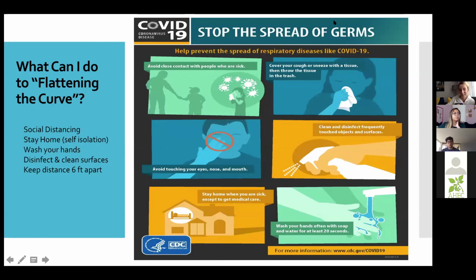We have another. Oh, Erin, thank you. So my question: are you flattening the curve? Yes, good job. Here we can see: avoid close contact with people who are sick, and cover your cough or sneeze with a tissue. Avoid touching your eyes, nose, and mouth. Clean and disinfect frequently touched objects and surfaces. Stay home when you're sick. And wash your hands often with soap and water for at least 20 seconds, no less than 20 seconds.